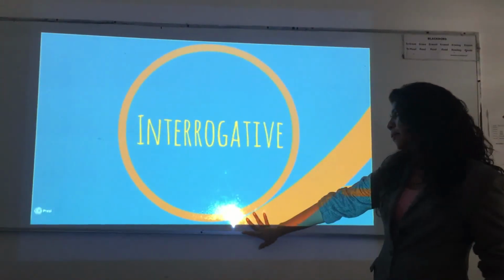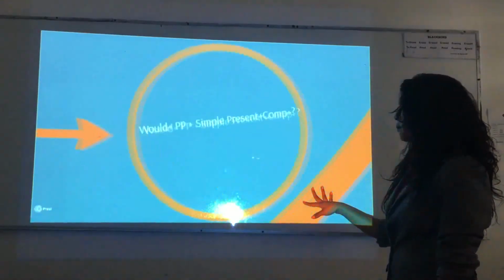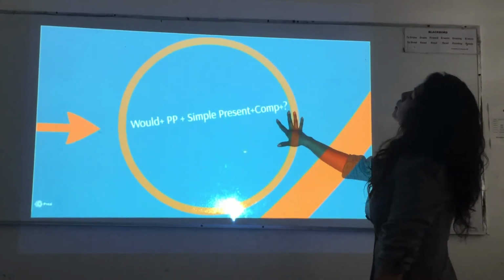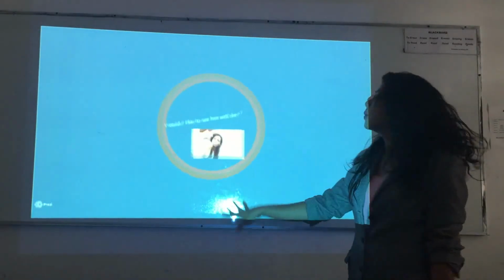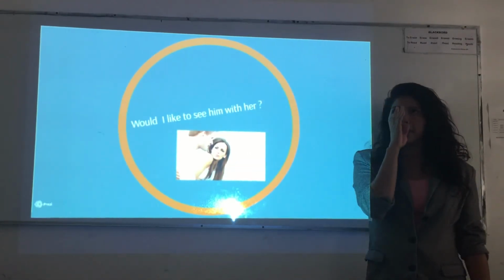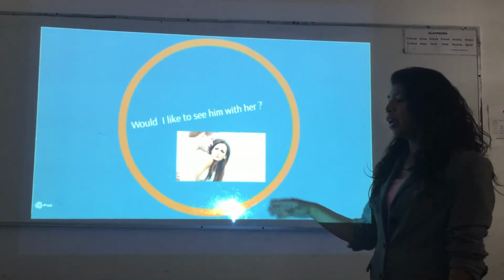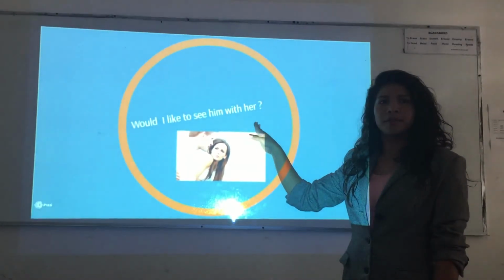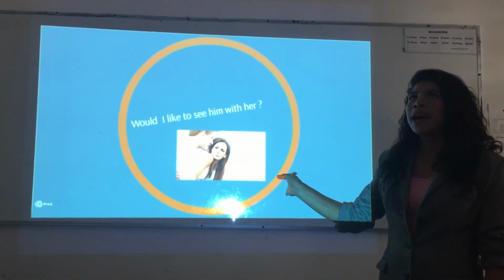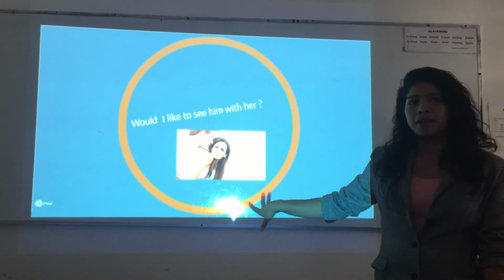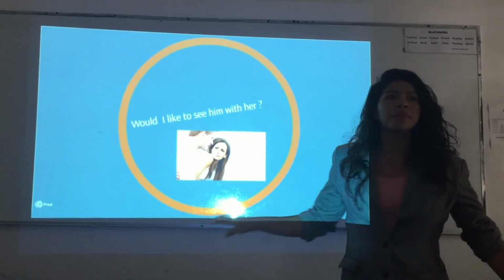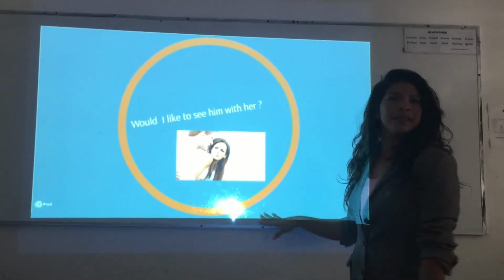The interrogative form is would plus personal pronoun plus simple present plus the complement plus the question mark. The example is, would I like to see him with her? You can also use the negative form in the same question too. Wouldn't I like to see him with her? Yeah, something like that, it's completely correct. Can somebody else give me another example besides Brandon?